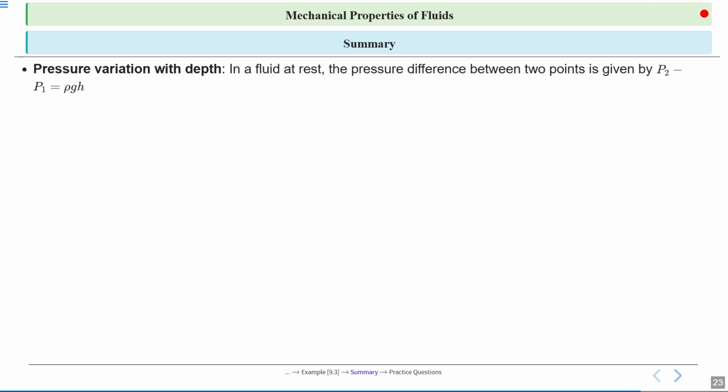Let's now summarize what we have learned in this lecture. Pressure variation with depth: in a fluid at rest, the pressure difference between 2 points is given by P2 minus P1 is equal to rho GH. The absolute pressure at the depth is P is equal to PA plus rho GH.